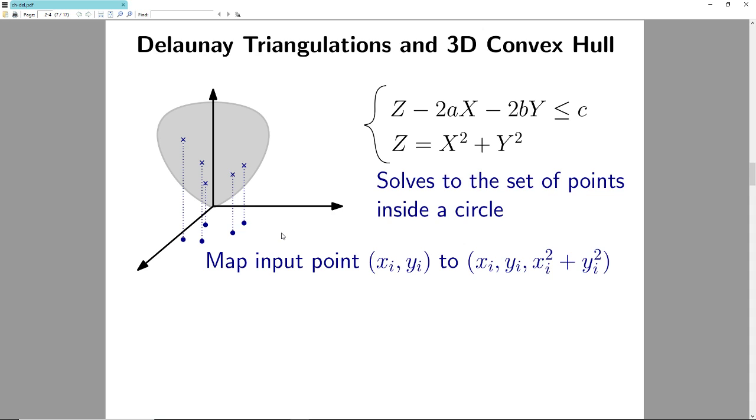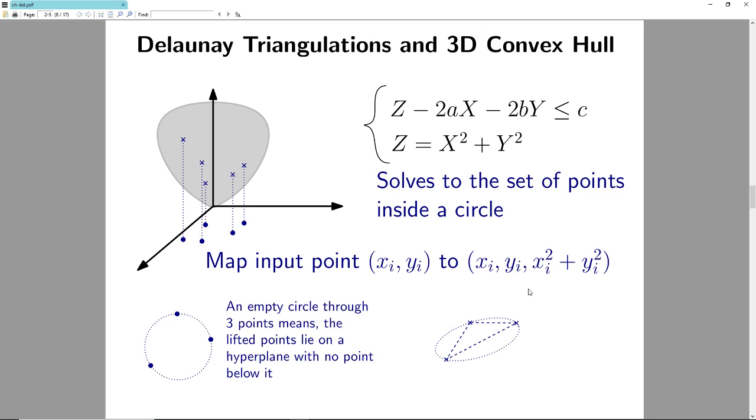So based on this, I could do the following. I could map a set of input points. So imagine I have a set of input points that I would like to find their Delaunay triangulation. I map them to a set of three-dimensional points by adding a third coordinate, which is given like this. What this does is that it lifts every point onto the surface of this paraboloid, because the z coordinate of the points equals their x coordinate squared plus their y coordinate squared.